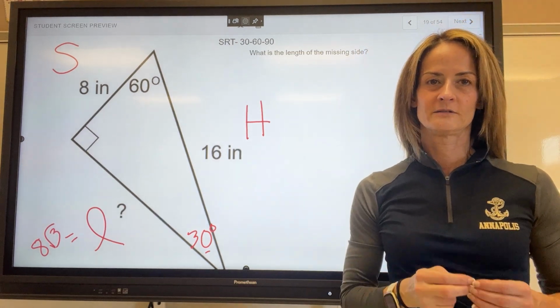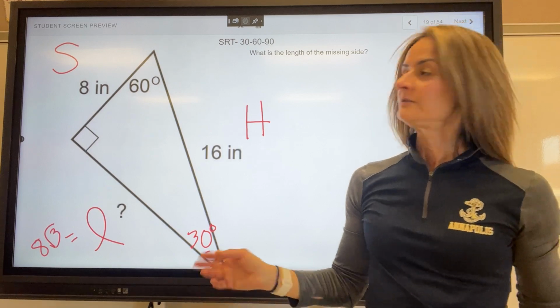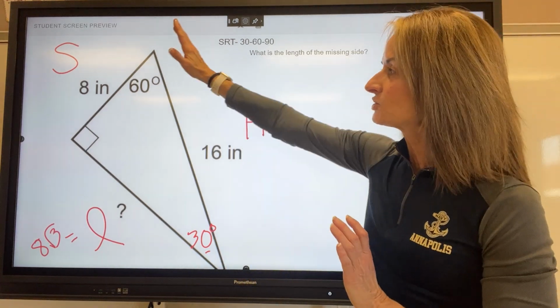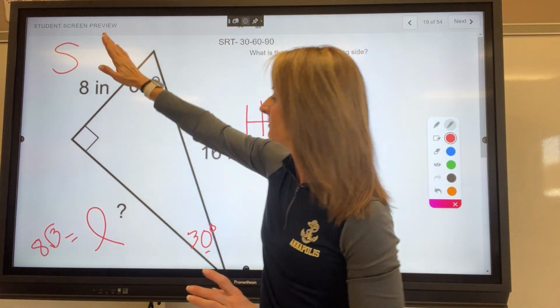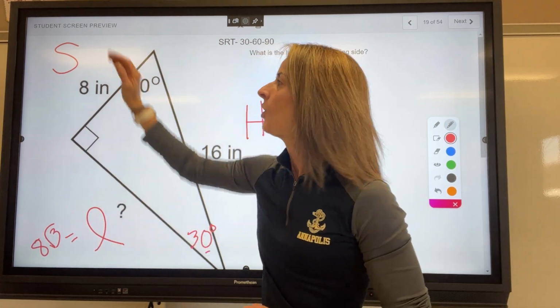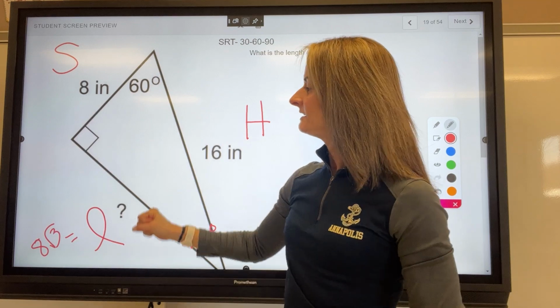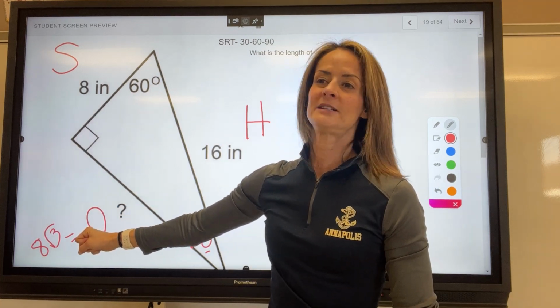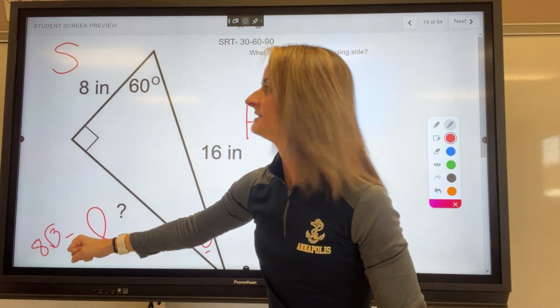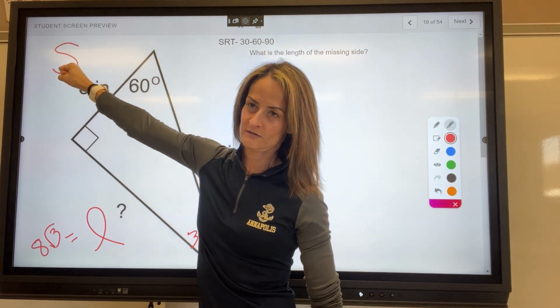How are we doing? Totally new. The hardest one is coming up. When they give us the short side, it's pretty simple. We can just multiply by the square root of 3 or by 2. However, if they give us the long leg, we have to do the opposite operation of multiplying by the square root of 3, which is dividing by the square root of 3. We're going to do that in a minute.